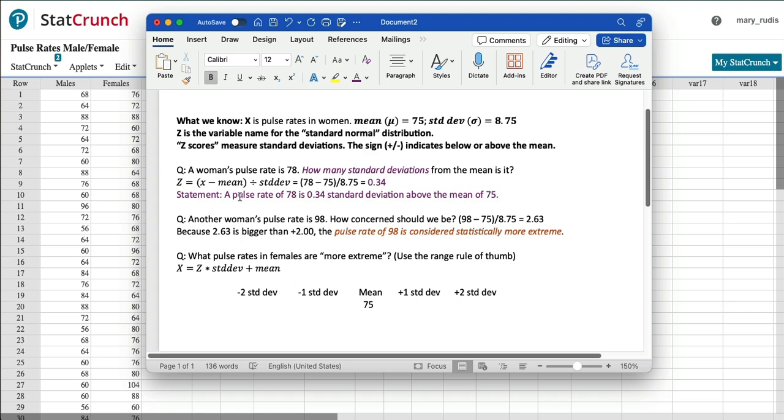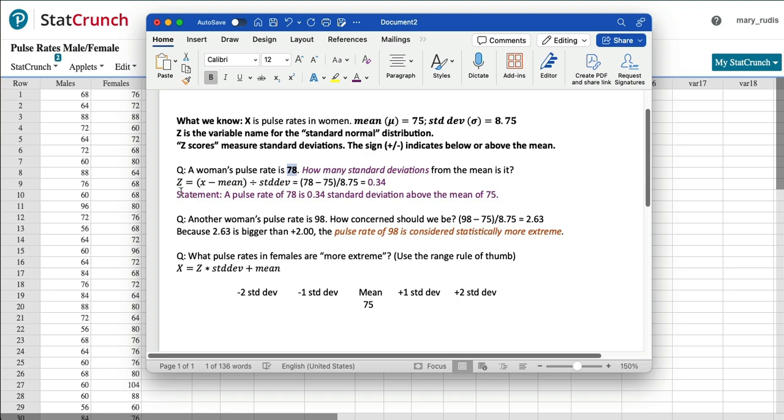All right, first question. Suppose we have a woman's pulse rate. We just took someone's pulse and the pulse rate is 78. So the question is, how many standard deviations from the mean is that? How many standard deviations away from the mean is a pulse rate of 78? So the 78 is treated as a value of x. Remember up at the top we said that x is pulse rates in women.